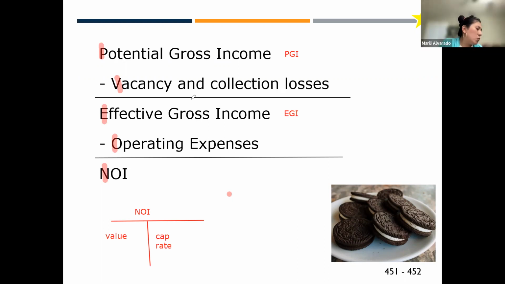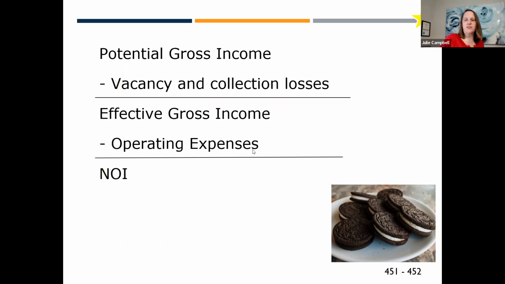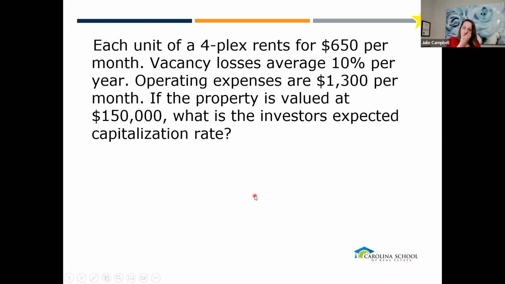So, Julie, do we multiply the 30,000 by 10%? We're going to divide it. So we're going to say our net operating income divided by our capitalization rate. And that's going to equal value. All right. You guys tell me in a private chat, what is this investor's capitalization rate?